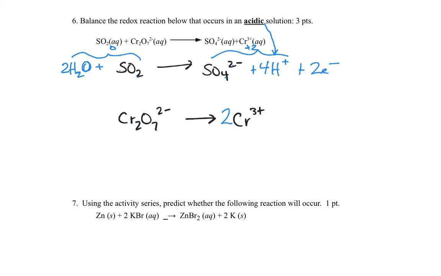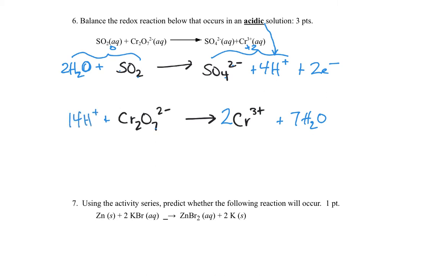Now I'm going to balance my oxygens. To do that, I'm going to have to add water. How many water? Well, then we need 7 oxygens, so 7 waters. That gives us 14 hydrogens, so I'm going to add 14 hydrogens on the other side.